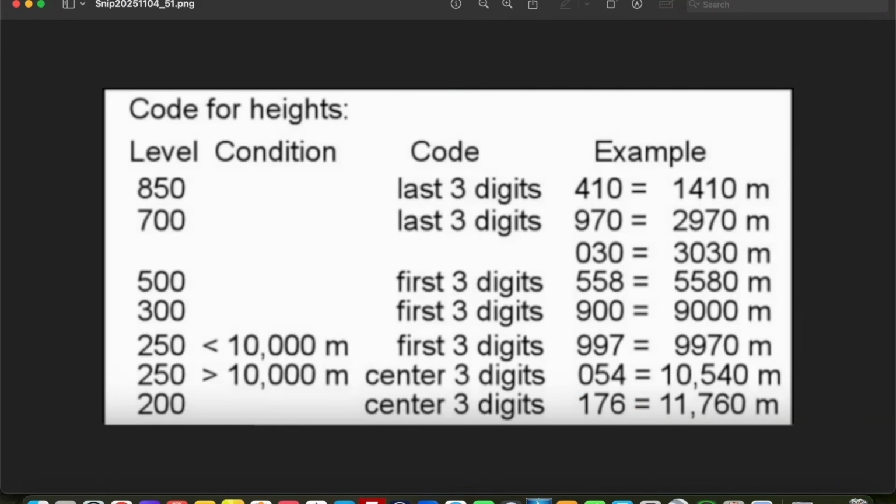Now, in most cases, you're not really going to have to worry about this too much because upper air maps are typically already analyzed for you by the time you see them online. But it's good to know how geopotential height values are coded on upper air maps, just in case you may need to analyze an upper air map on your own.